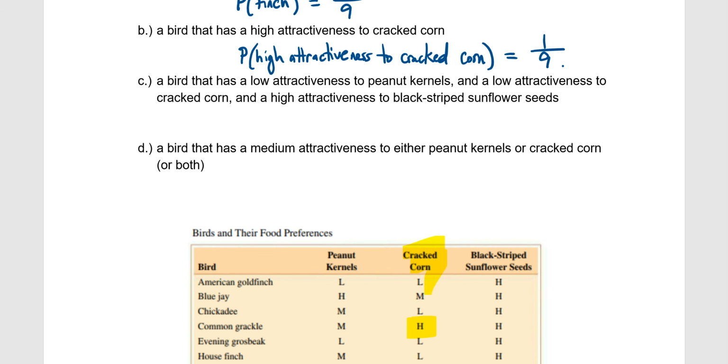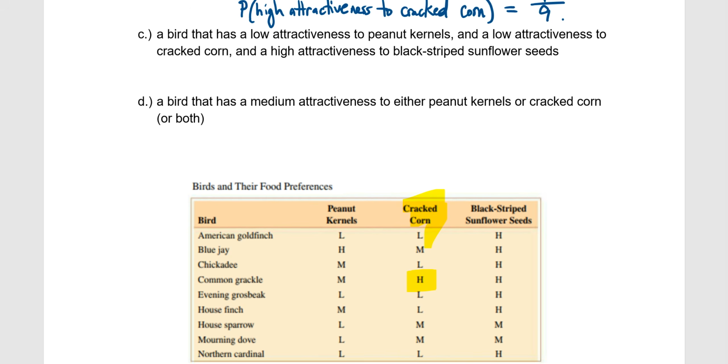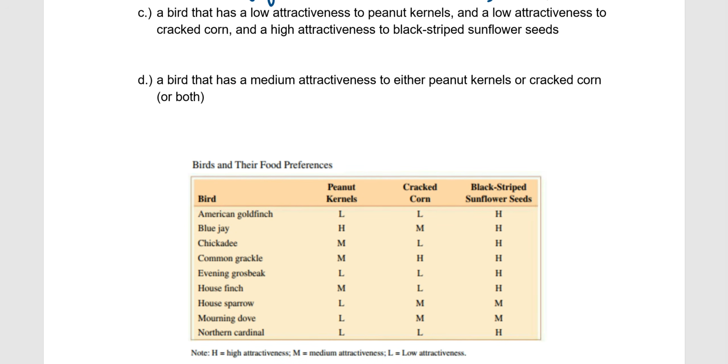Okay, now for the next one, we want a bird that has a low attractiveness to peanut kernels and a low attractiveness to cracked corn and a high attractiveness to black-striped sunflower seeds. Low attractiveness to peanut kernels: peanut kernels is the first column, so I'm just going to highlight all of the L's here. And then we want a low attractiveness to cracked corn, so I'm going to highlight the L's in the cracked corn. And then we want a high attractiveness to black-striped sunflower seeds, so we're going to highlight all the H's for the black-striped sunflower seeds.